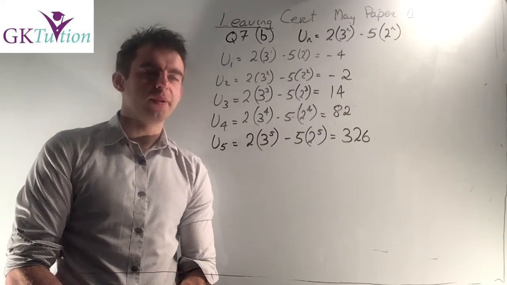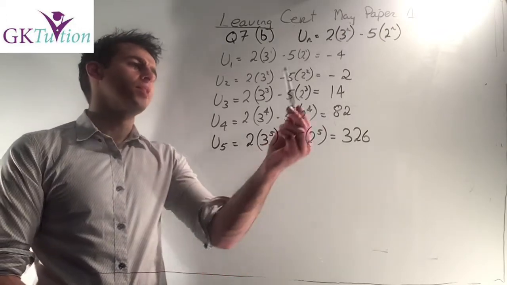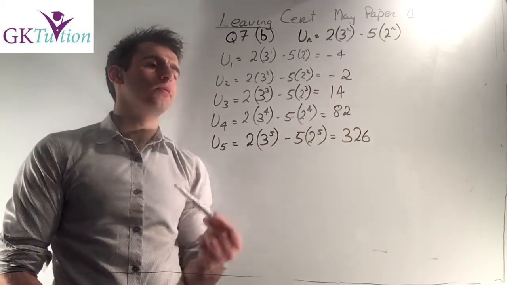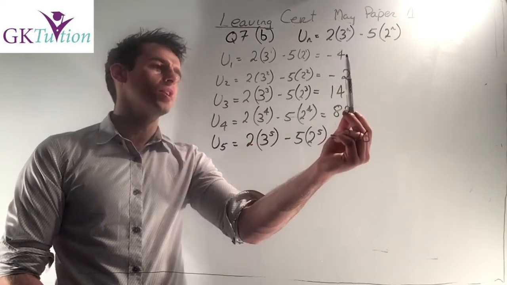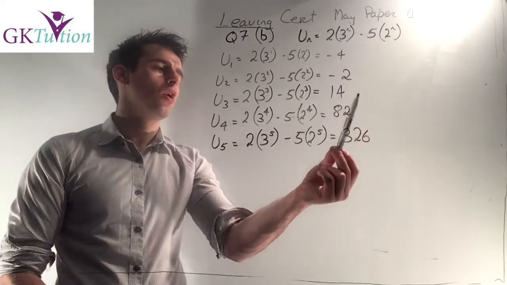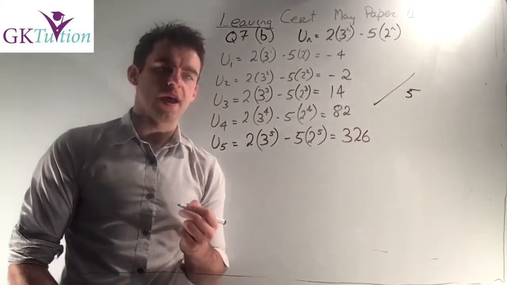Okay, so again for part B, there's 20 marks going. It was 5, 5, and then 10. The first part here, you're given un, your general formula, and you're asked to find u1, u2, u3, u4, and u5. So you just sub in your values, and you should have gotten -4, -2, 14, 82, and 326. 5 marks going for that bit.